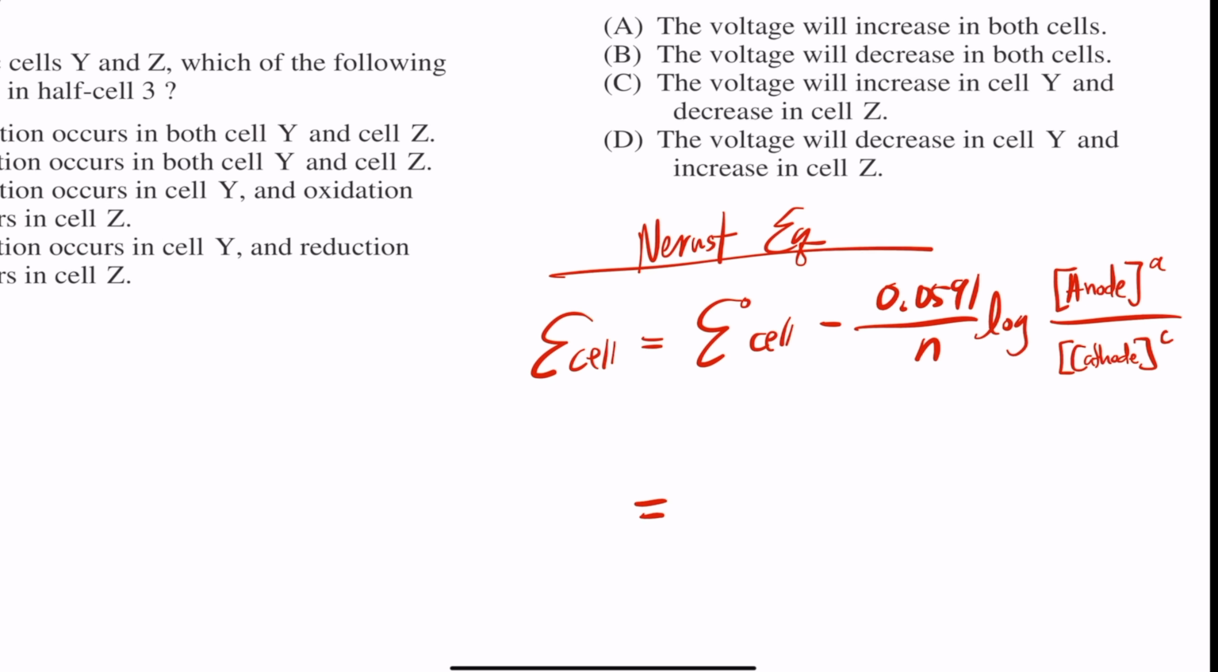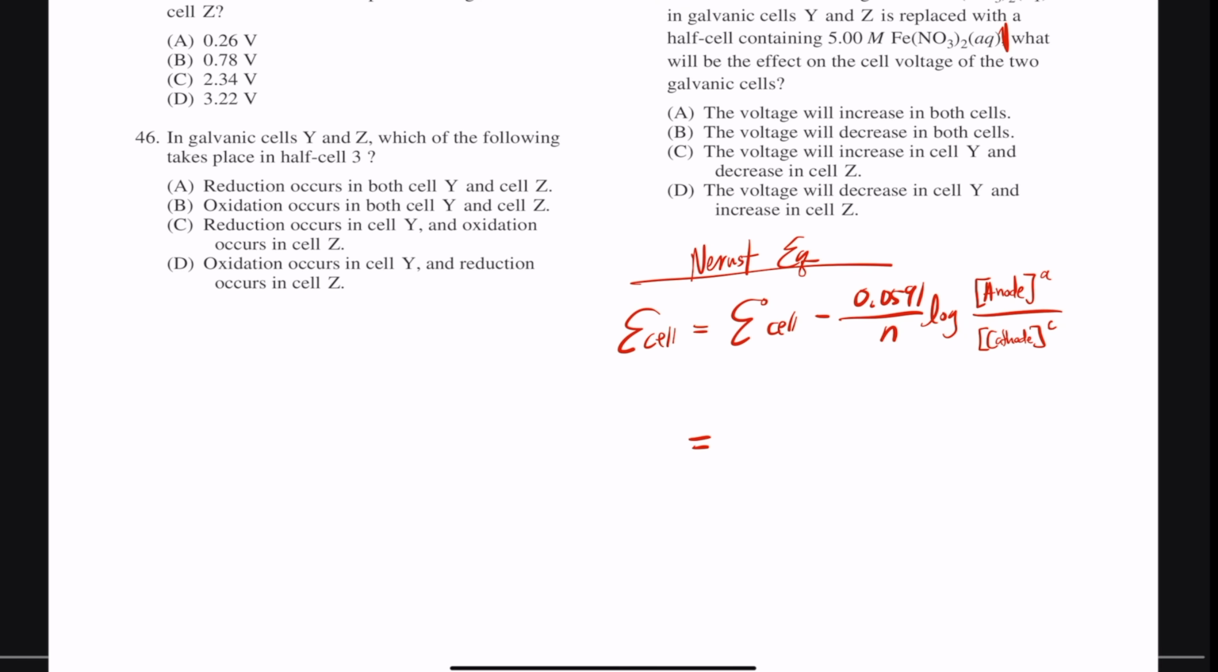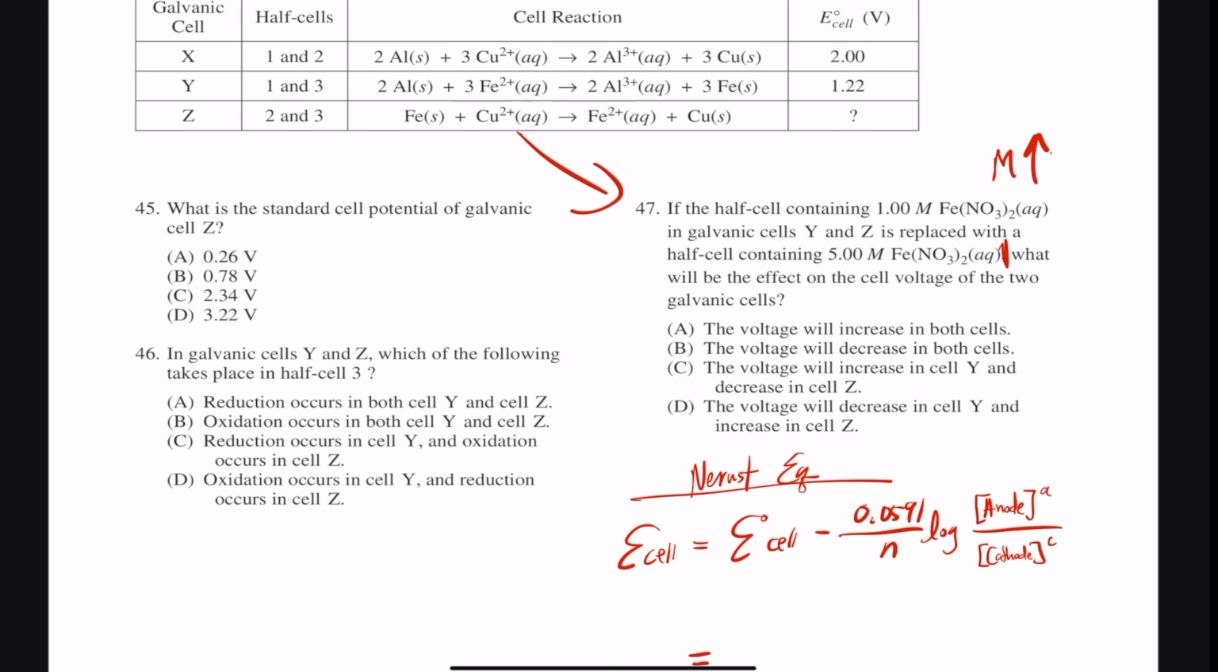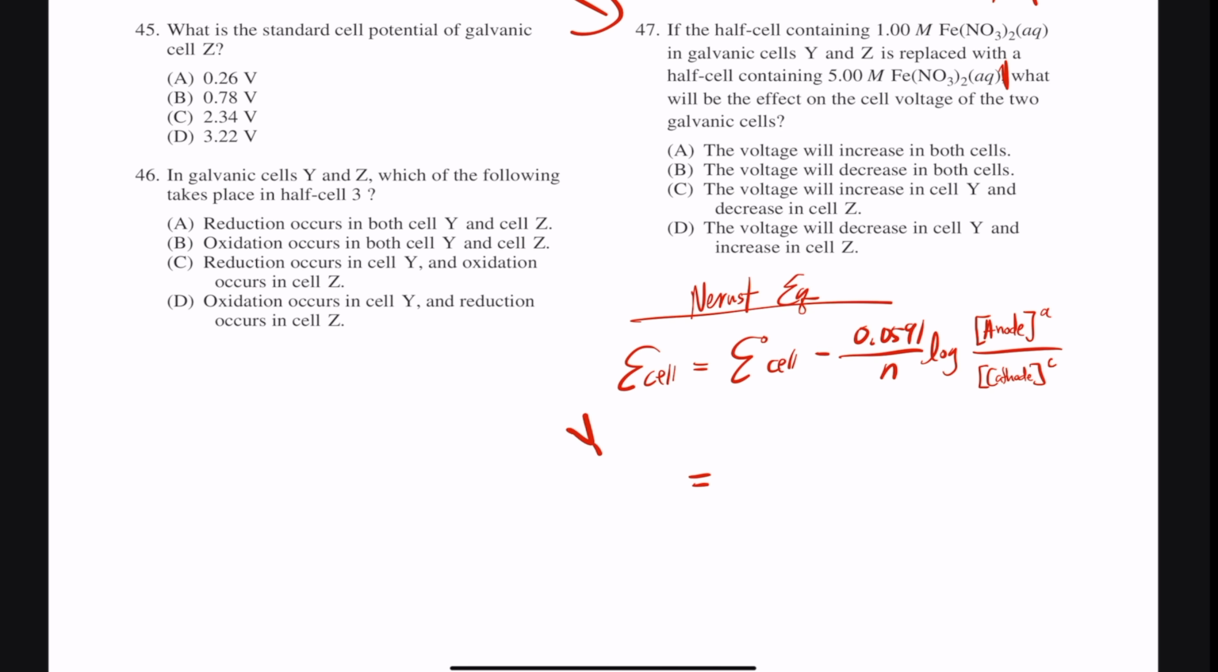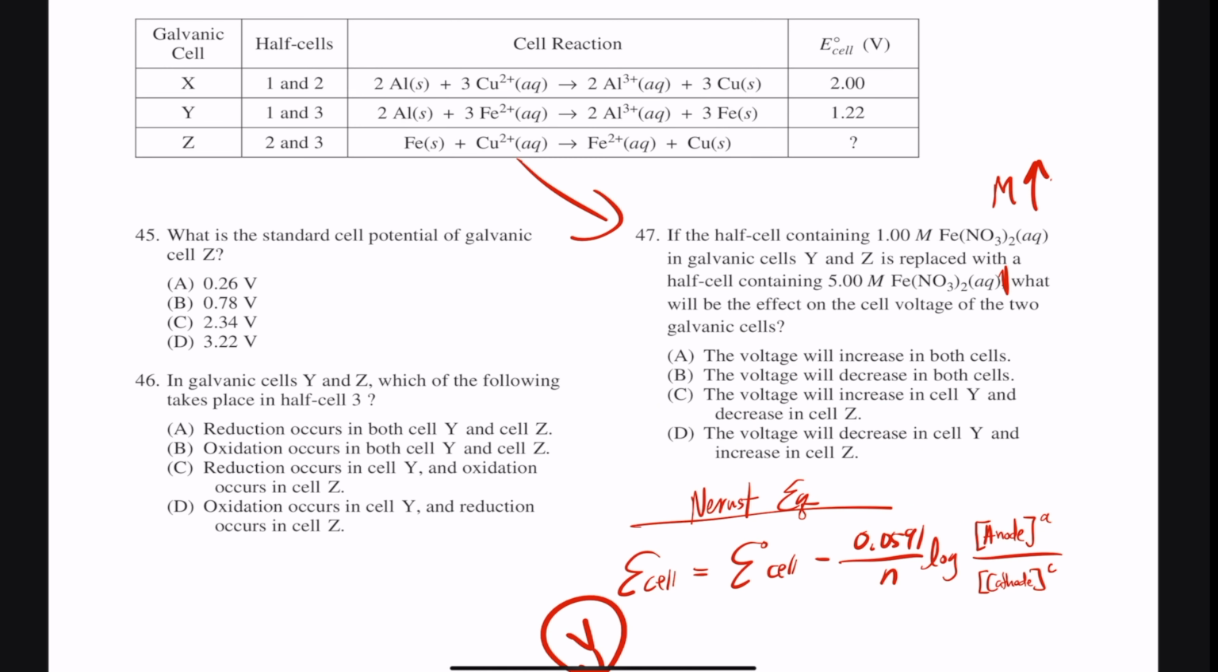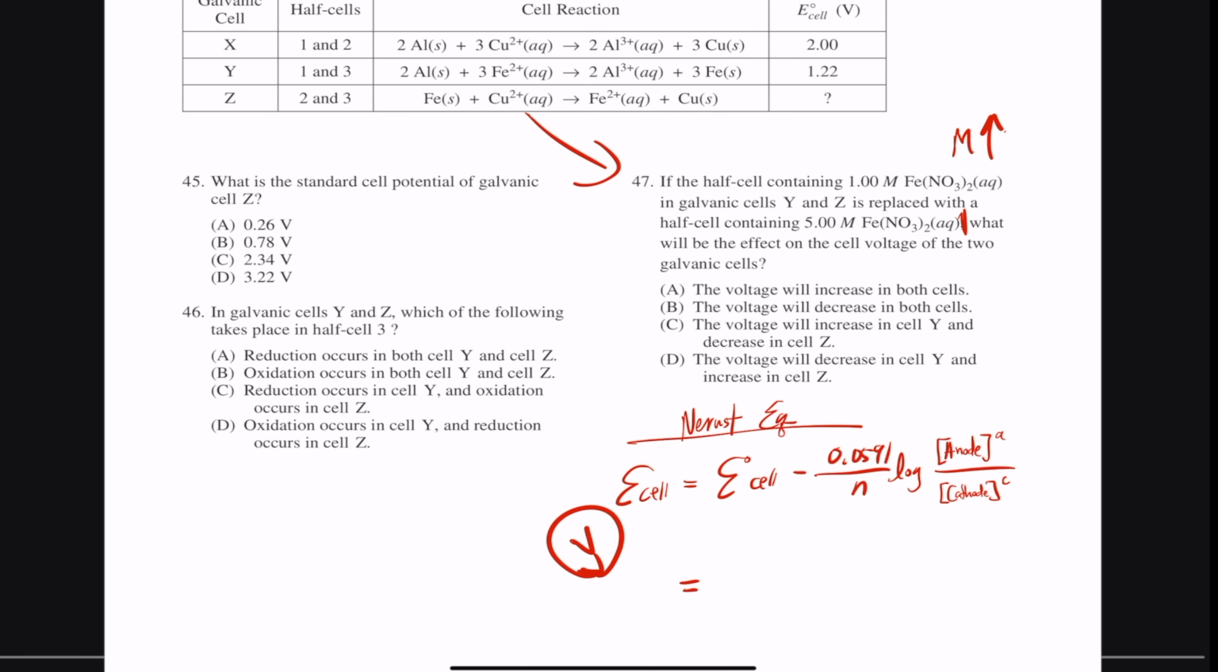Let's do one thing at a time. I'm going to do one for Y separately and one for Z separately. Let's do Y first. So this is the galvanic cell Y, and let's see what's happening. First of all, the E naught value is 1.22. It's given in the table. Minus 0.0591 over how many electrons are being tossed around? Well, 2 aluminum becomes 2 aluminum 3 plus, so that's a total of 6 plus, and it's also gaining 6 electrons. So there's a total of 6 electrons being tossed around.